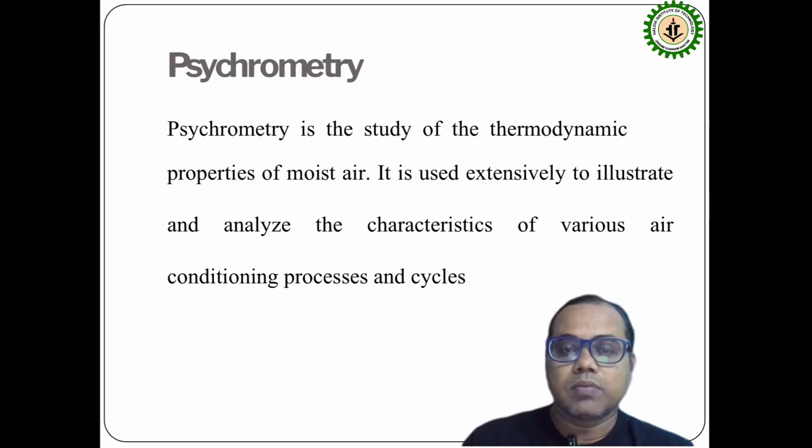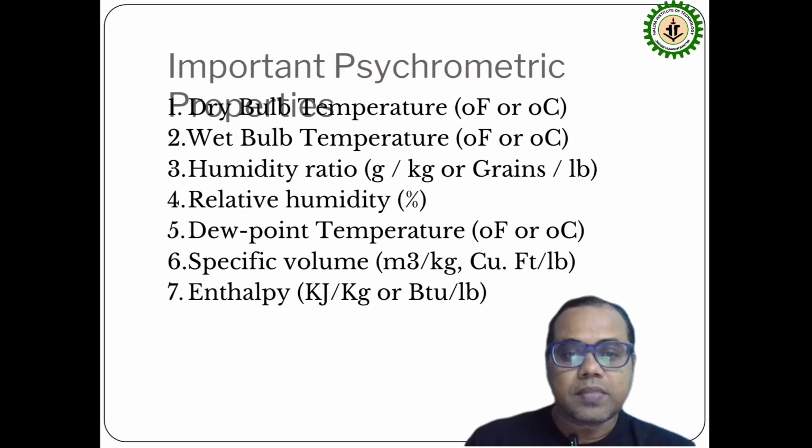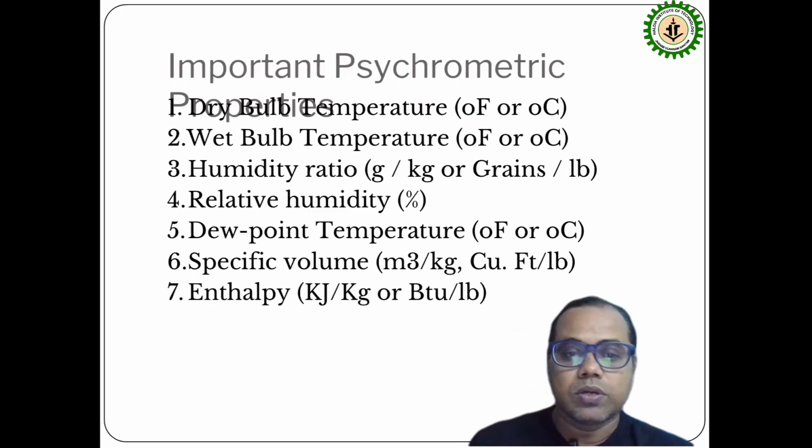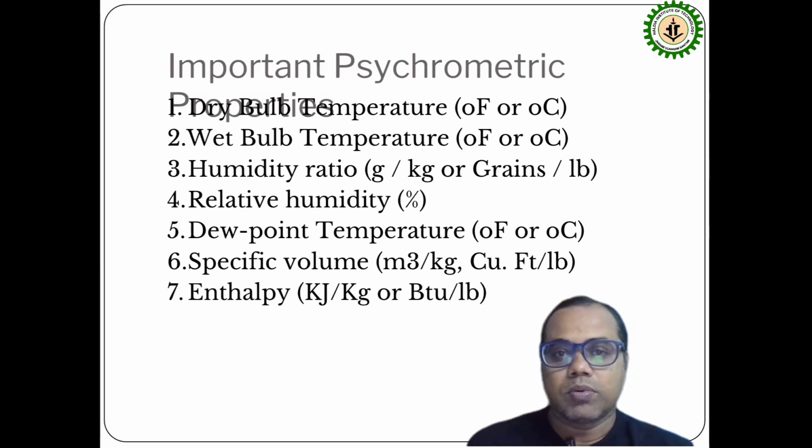What will be the environmental change during drying? What will be the air conditioning change? For this reason, we have to know psychrometry. What are the important psychrometric properties? There are different psychrometric properties we have to know. One is dry bulb temperature, wet bulb temperature, humidity ratio, relative humidity, dew point temperature, specific volume, and enthalpy. These are the important psychrometric properties.